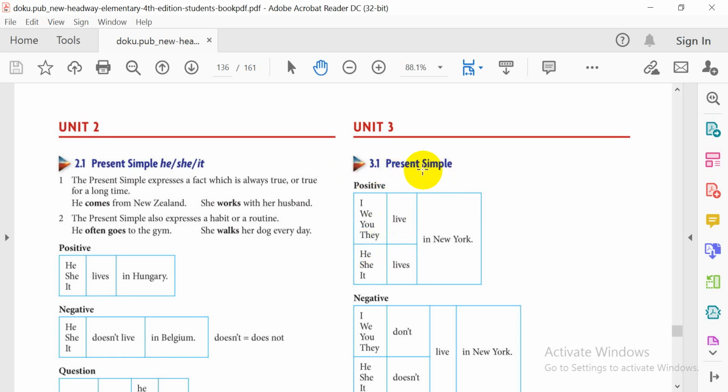The present simple consists of three cases, and any tense consists of these three cases: positive, negative, and question.